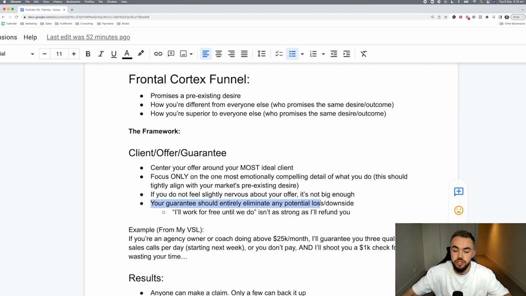And also your guarantee should entirely eliminate any potential loss or downside. So this is referencing that you should always have a guarantee, okay? Now, this is really important as well. Some offers say, we'll get you to 10K a month in the next 90 days, or we'll work for free until we do. That's just not as strong as I'll refund you, right? Because you're not eliminating the downside. So always be thinking about that with your guarantees.